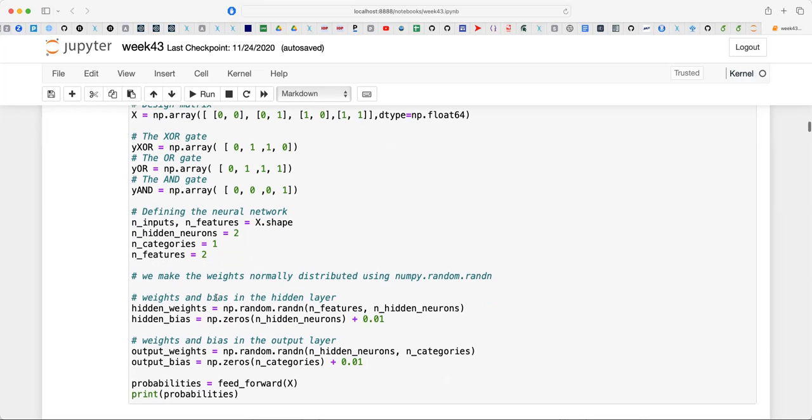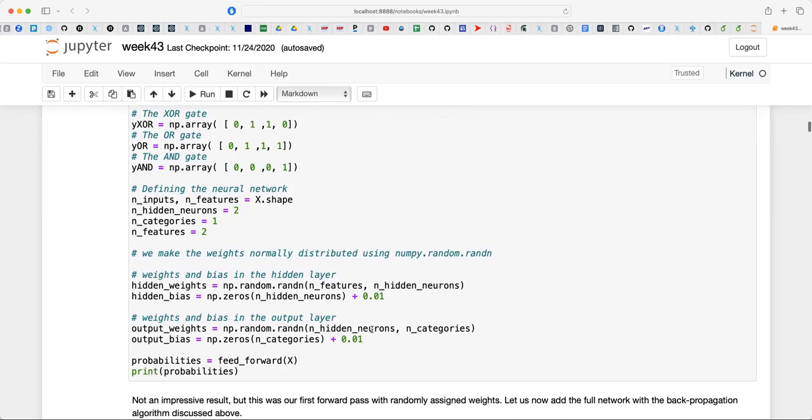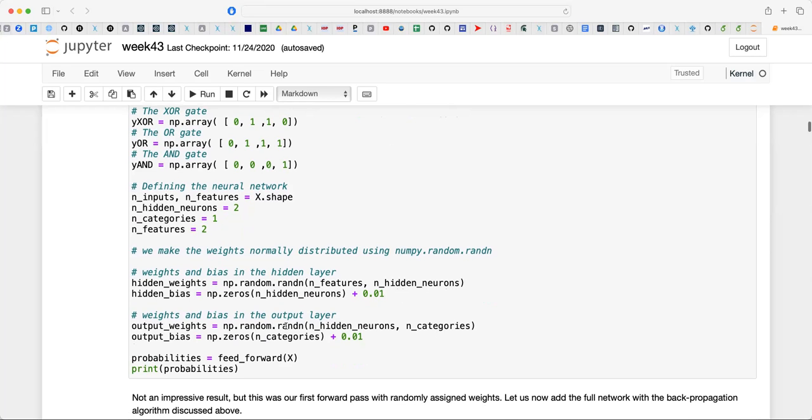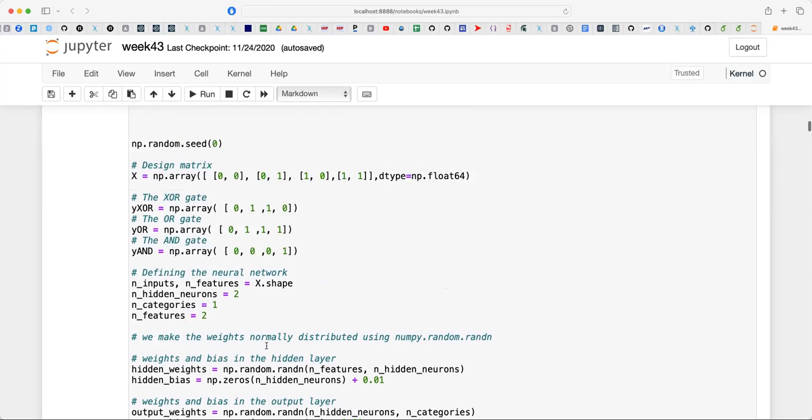And in this case, when you set up the weights and the biases, you would just put them to 0.01. You could use a random number. And then we do the same with the output. The output weights contain the number of neurons and then the number of categories, which in our case, we just have one output node. And in this specific case, we just spit out the probabilities.